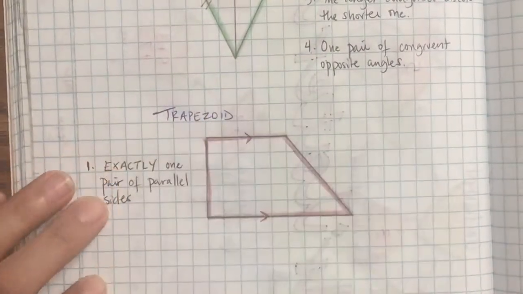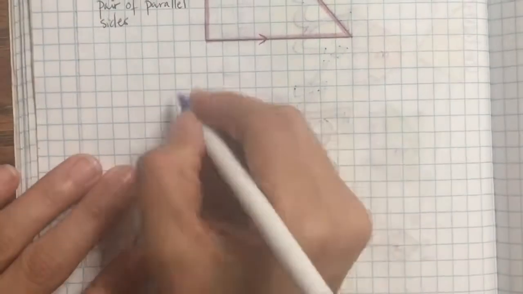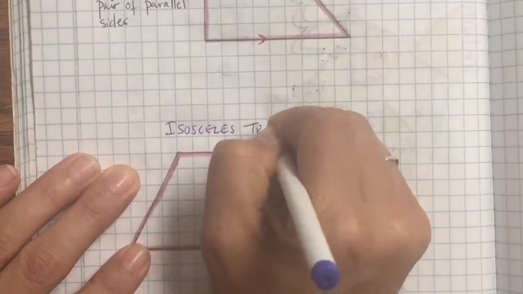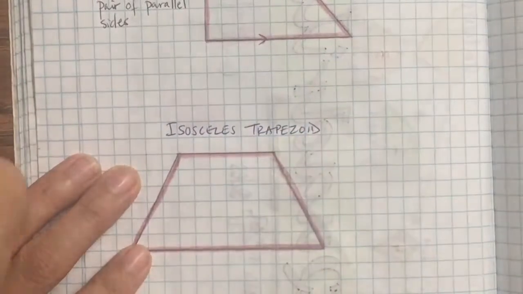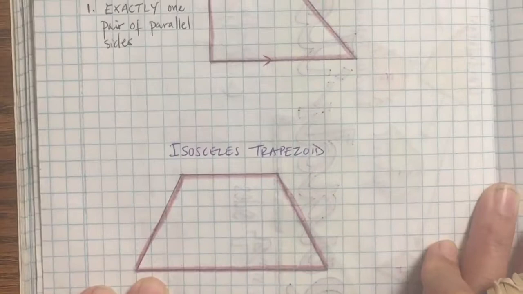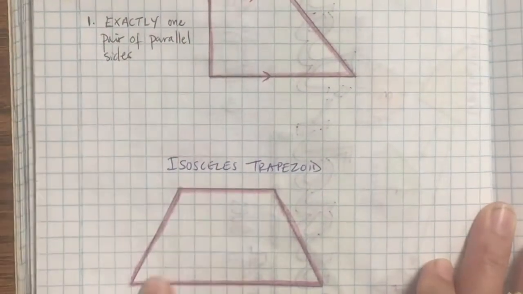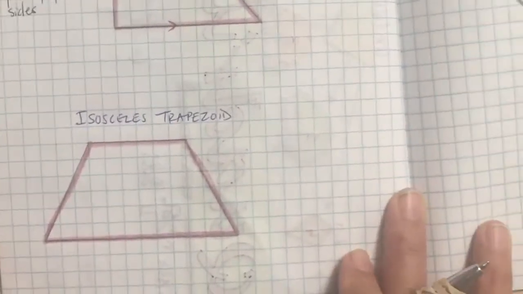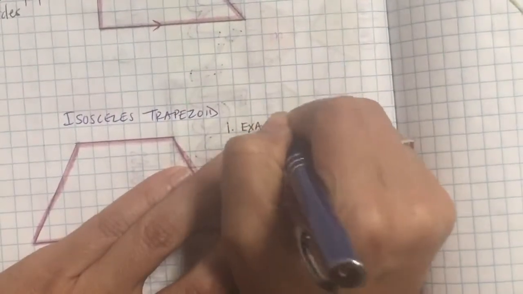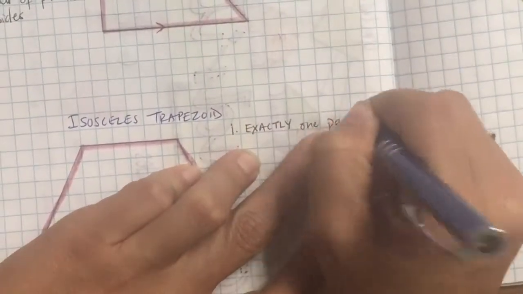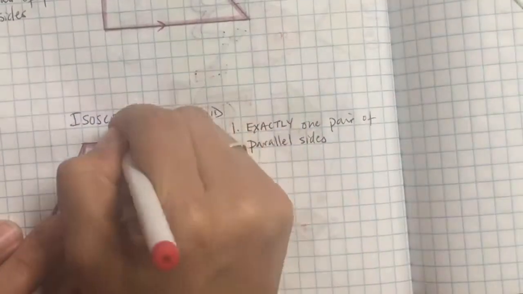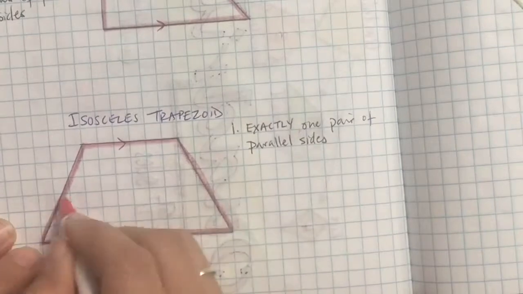This is a listening check: color in trapezoid. And this one is an isosceles trapezoid. Now, just like an isosceles triangle, an isosceles trapezoid has two congruent sides and the base angles are equal. That's the only difference. So an isosceles trapezoid is a trapezoid, so it has exactly one pair of parallel sides. Again, I can't stress it enough. Exactly. Exactly one pair of parallel sides.